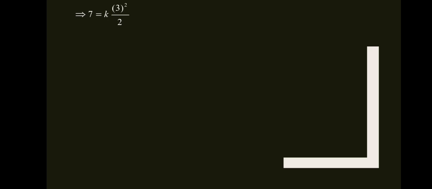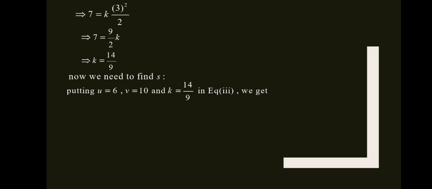So we will be having 7 is equal to k into 3 square by 2, which will give us 7 is equal to 9 by 2 k. Finding the value of k, we multiply 2 by 9 on both sides, and we will be having k is equal to 14 by 9. Now we need to find s for the different values of u and v, but once we find out the value of k, that is constant of variation, since it is a constant, its value will remain as it is, and we will just use it to find out the other parts of the sums.